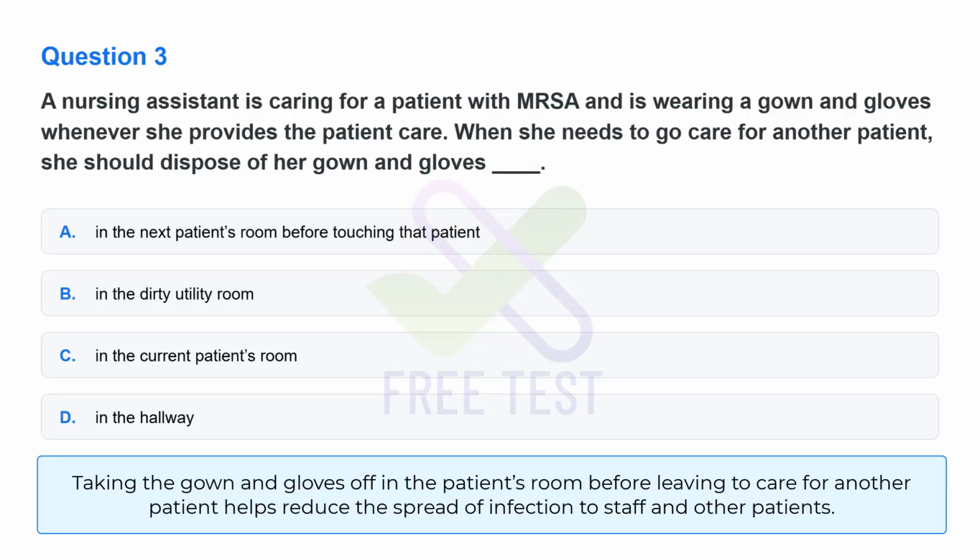The correct answer is C. In the current patient's room. Taking the gown and gloves off in the patient's room before leaving to care for another patient helps reduce the spread of infection to staff and other patients.